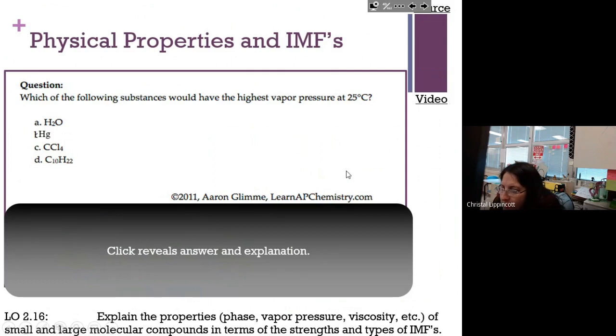Which of the following substances would have the highest vapor pressure and why? I had B, because it is the smallest molecule. Highest vapor pressure.